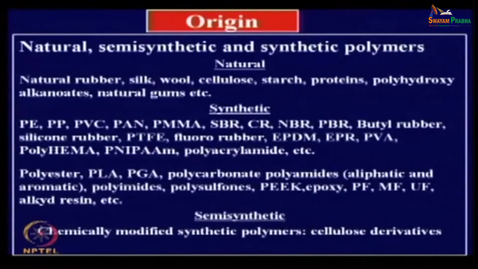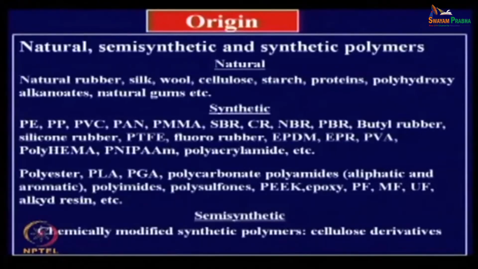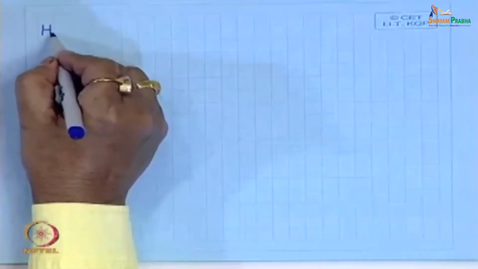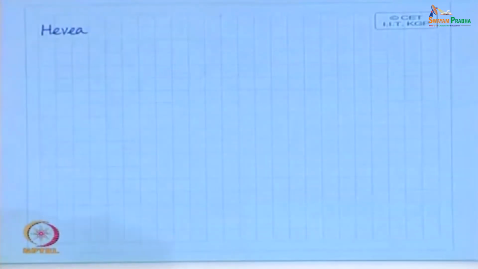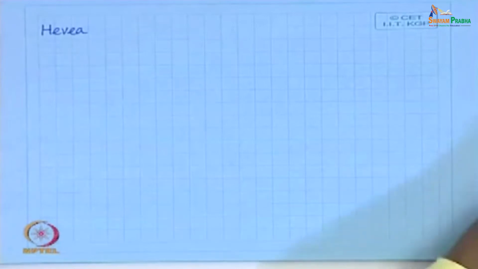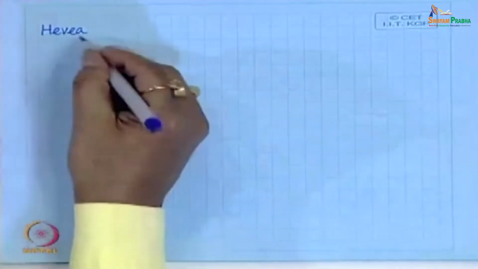Silk, wool, these are from animal origin, silk, wool, and natural rubber. Natural rubber is obtained from a tree known as hevea tree, Hevea brasiliensis.